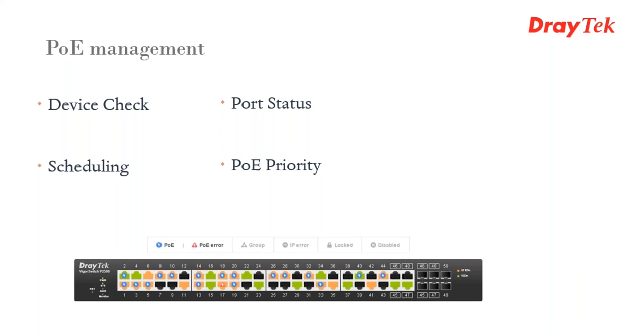With PoE priority, you can set the importance of the PoE devices connected to each port. Essential ports can be set to critical priority. Less important ports can be set to low priority. When there's a power shortage, the switch can stop power to low priority ports, and then high priority, until there's enough PoE power.